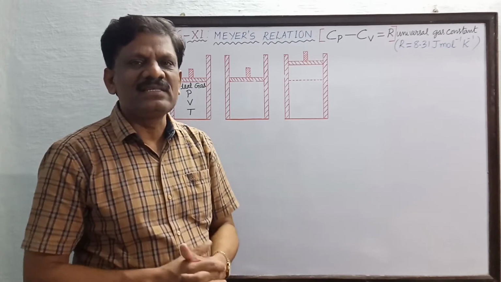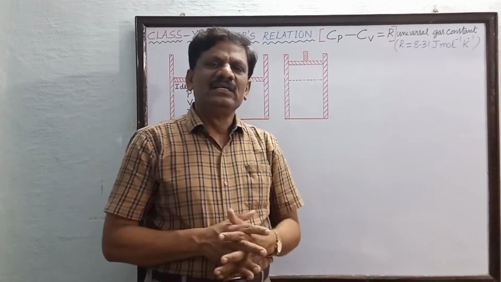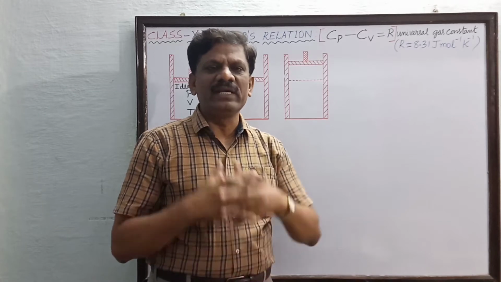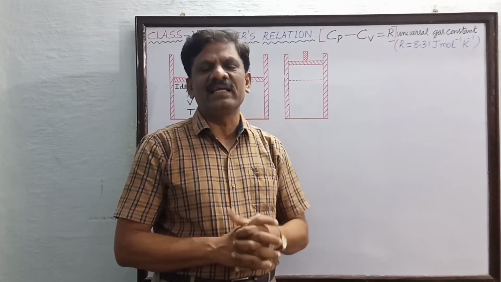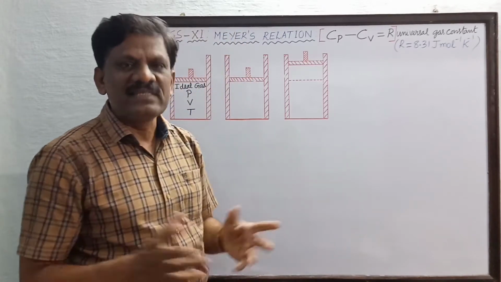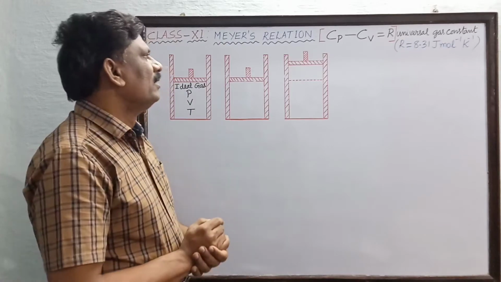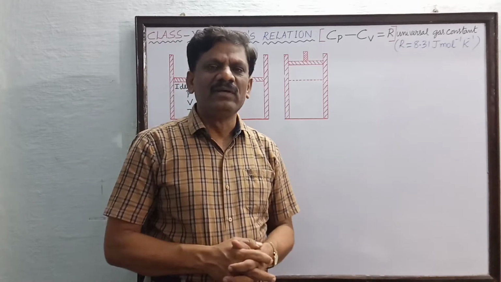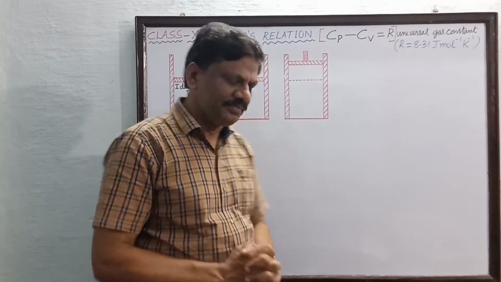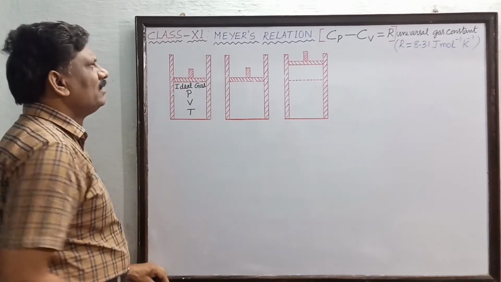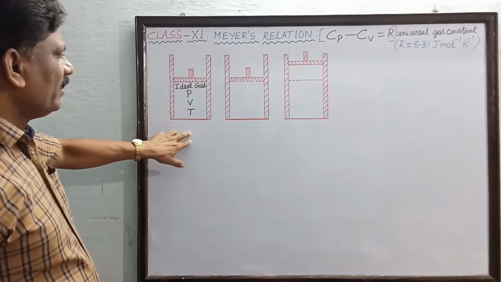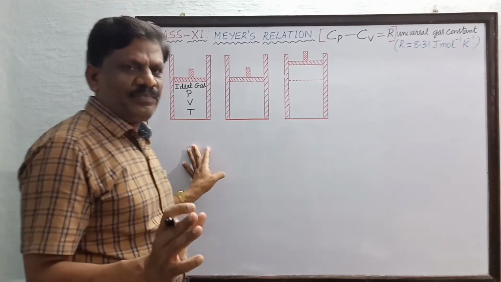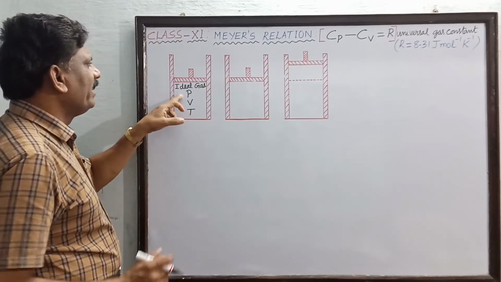What do you mean by this? It is the quantity of heat required to raise the temperature of 1 mole of a gas by 1 Kelvin. It is the same for all gases. So this relation Cp minus Cv is equal to R we are going to derive in 2 steps. Okay students, now initially I will consider 1 mole of an ideal gas.